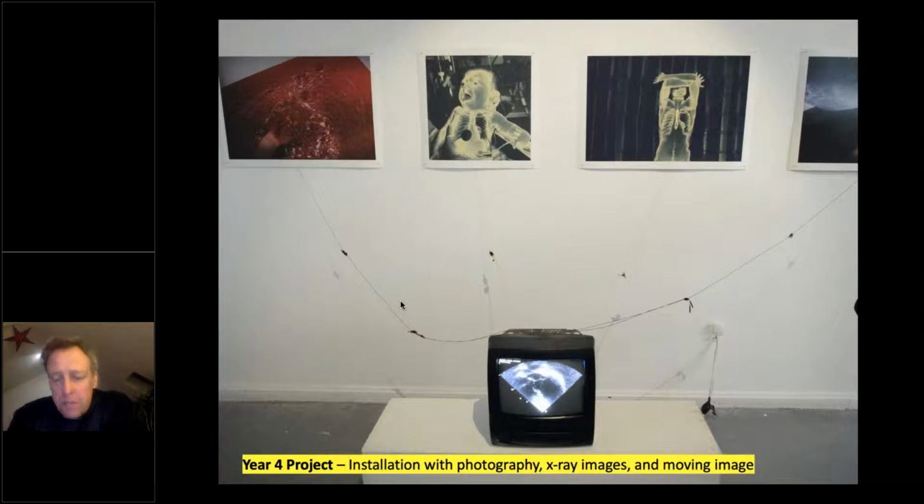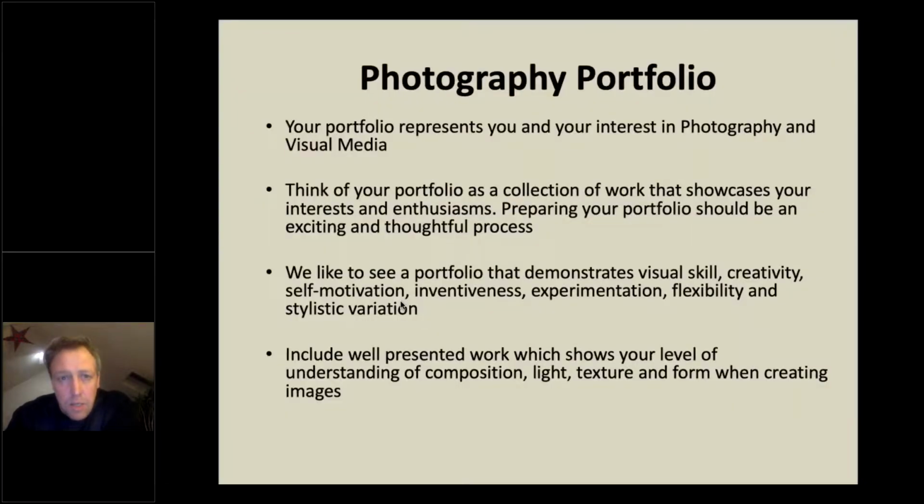One of the things you'll see from this is just the differences between the different approaches. Some very clean, clinical, considered aesthetic work, some that's much more informal, and one that fuses together the space of the installation, the use of photography, and the use of the moving image.